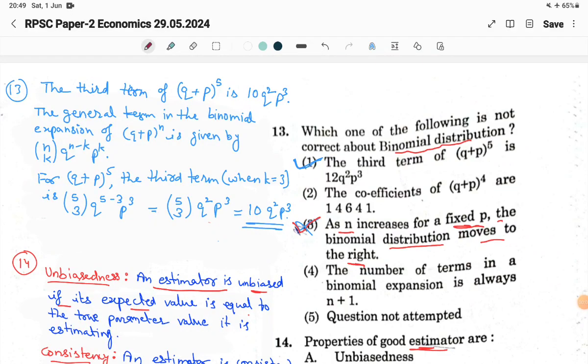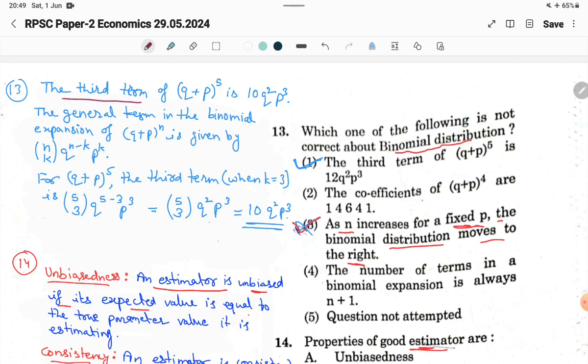Yesterday I discussed with you 20 questions of the RPSC Economics Exam paper 2, and here is question 13, which I gave a wrong answer to yesterday by mistake. So its correct answer is option first. Yes, let's see the explanation.